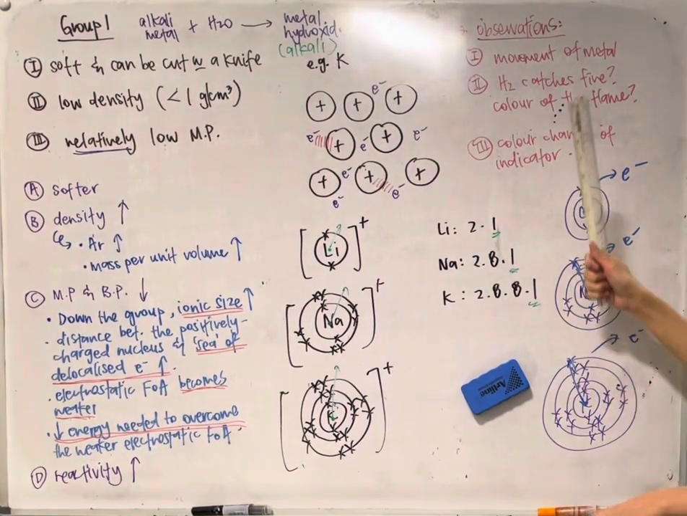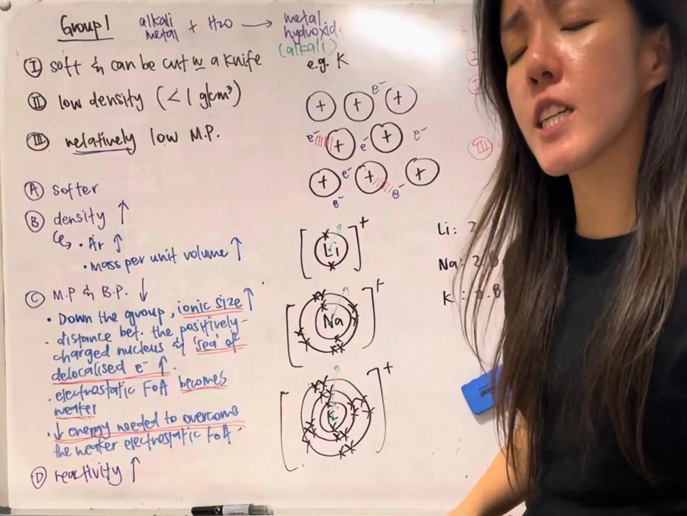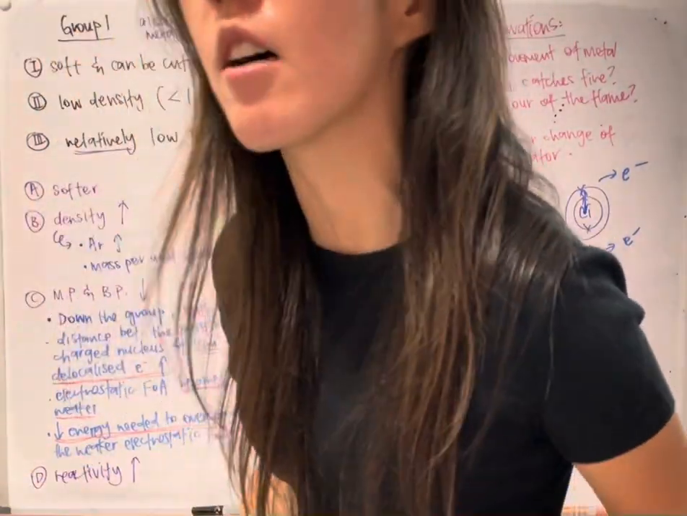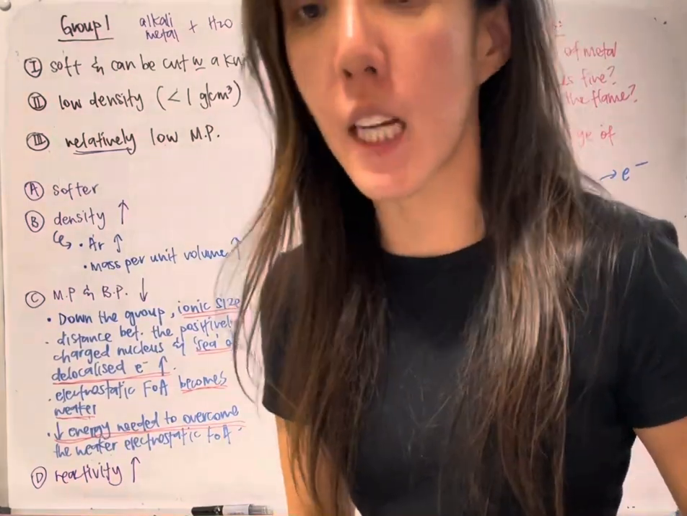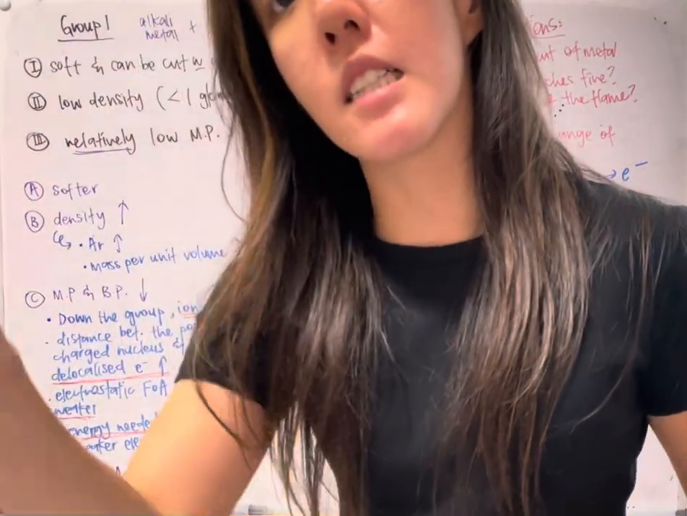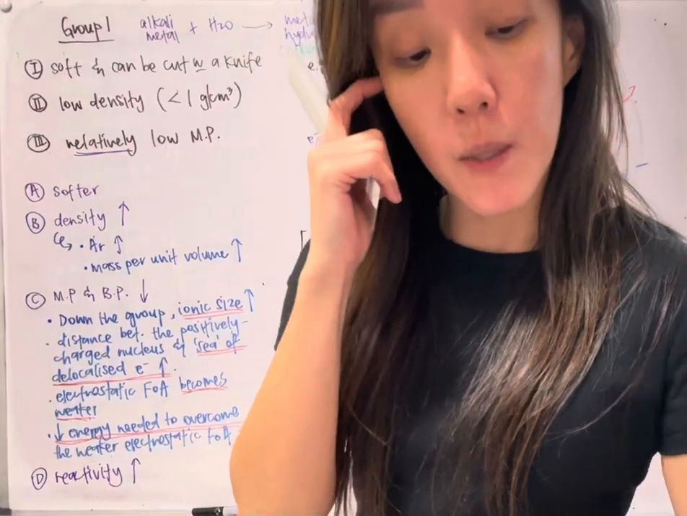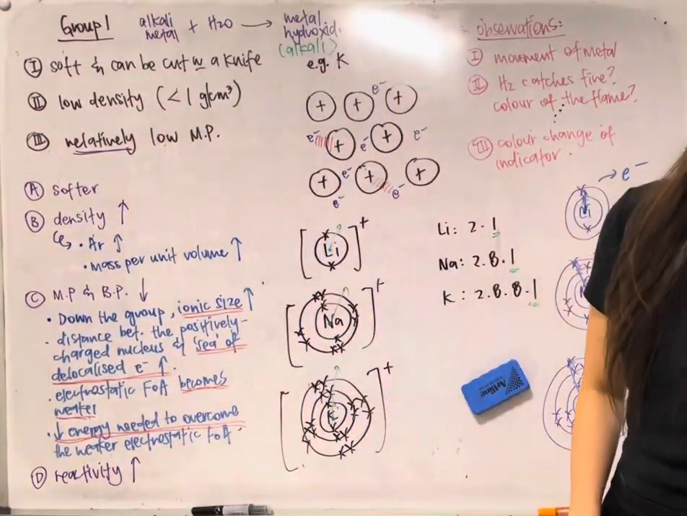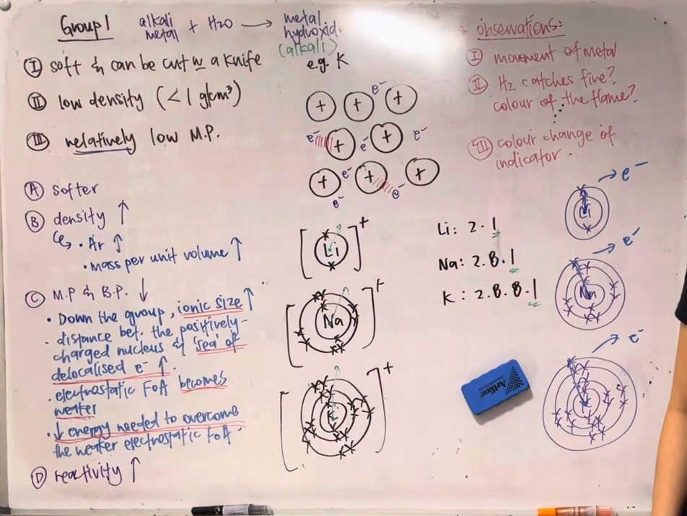And then next one, please take note, color change of indicator. It will also turn violet in universal indicator, yellow in methyl orange, and then pink in phenolphthalein. Now, my question is, Jasmine, what will be the observation if I add rubidium to water? Explode. I know, that's how you write for exam.